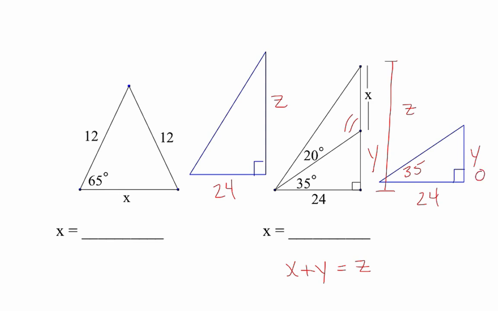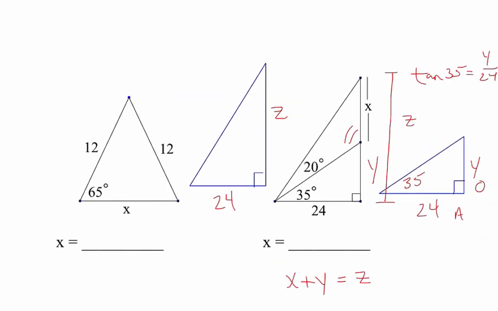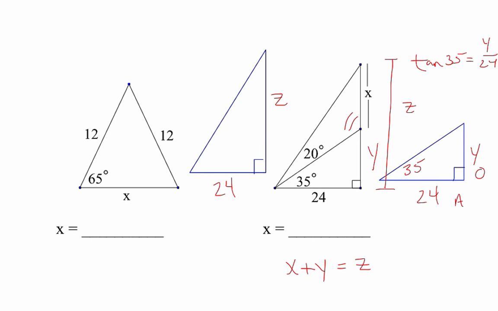Y would be the opposite side of that 35-degree angle, and 24 would be the adjacent side of that 35-degree angle. Opposite compared to adjacent as a ratio is a tangent relationship, so that's going to be the tangent of that 35-degree angle is equal to the opposite side y over the adjacent side 24. Well, again, I'm going to solve this by multiplying both sides by 24. So when I do that, I get the tangent of 35 multiplied by 24 should equal that value of y.